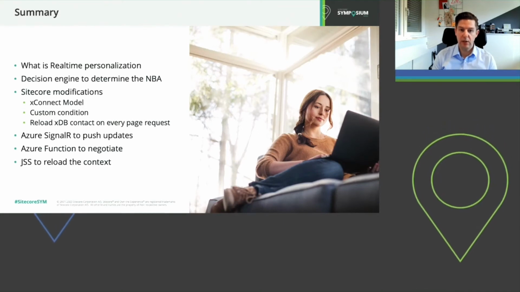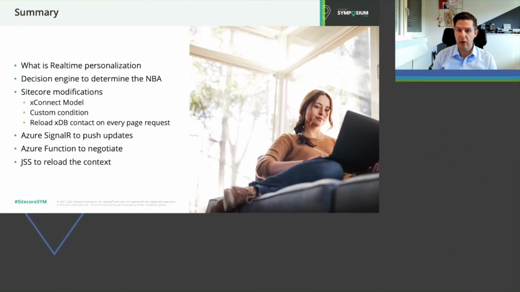We have learned that we use SignalR to push notifications to our browser and that we need an Azure function to set up negotiation between the browser and SignalR. And after implementing all these prerequisites, JSS can react to that SignalR message and reload the current page.